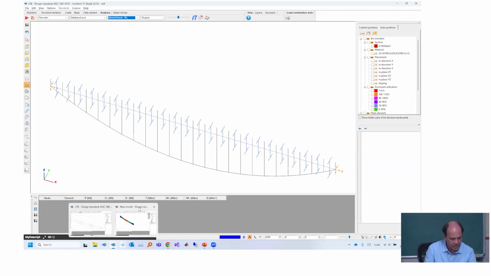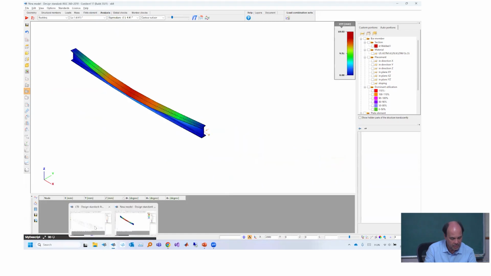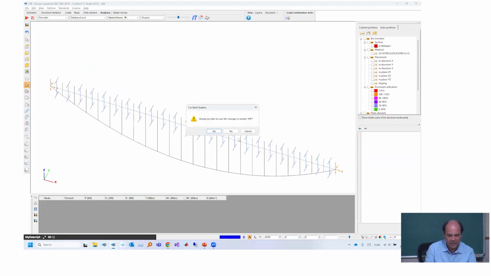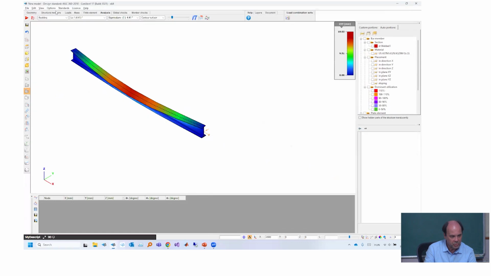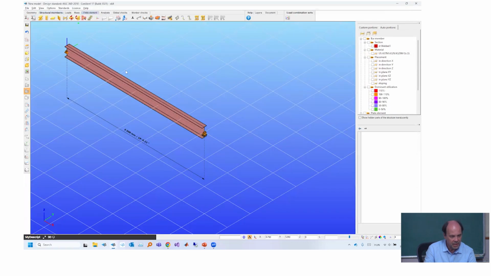Wait, I quickly close this. I had another model open on my computer, which had.